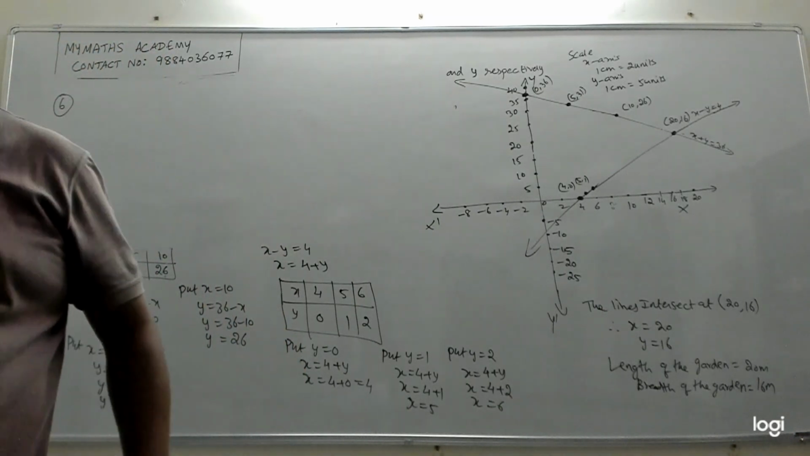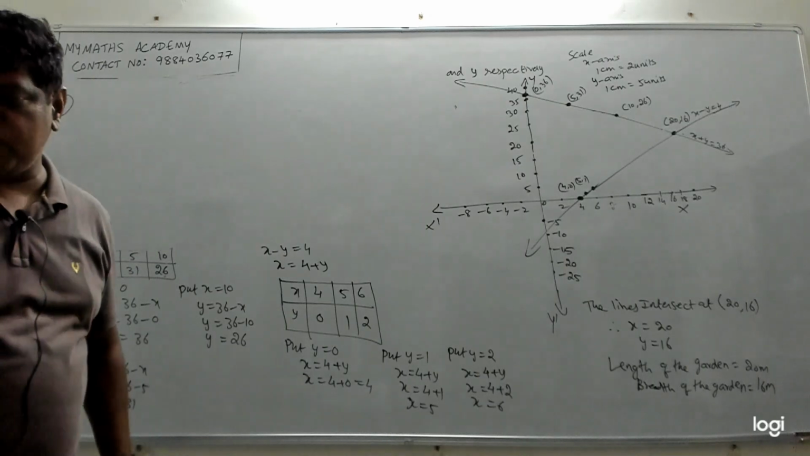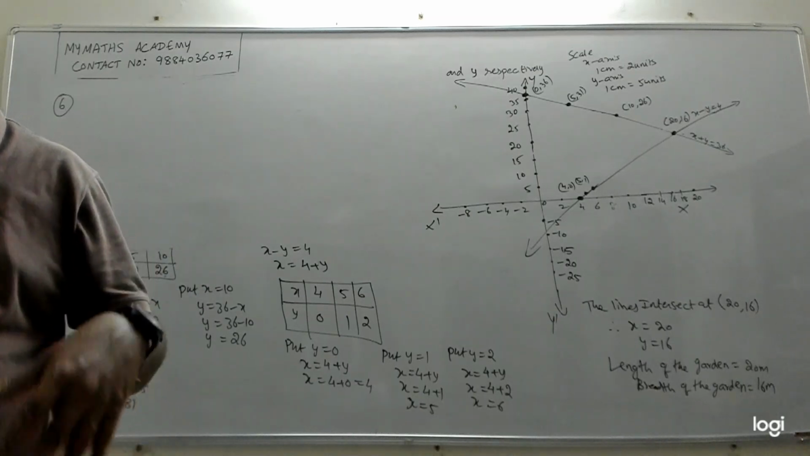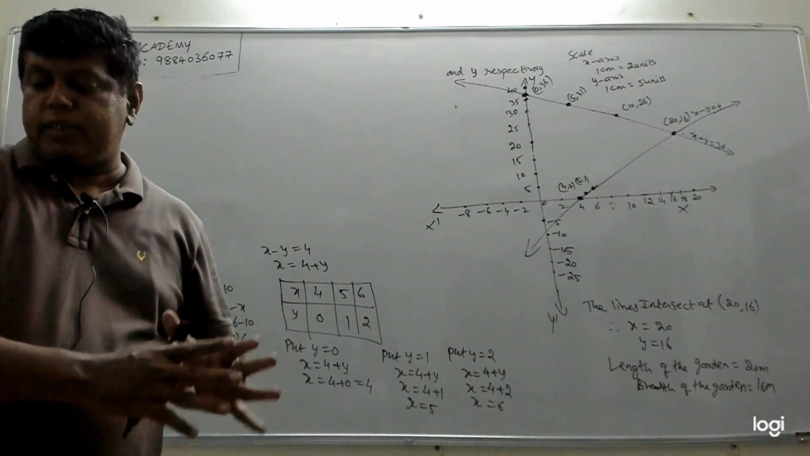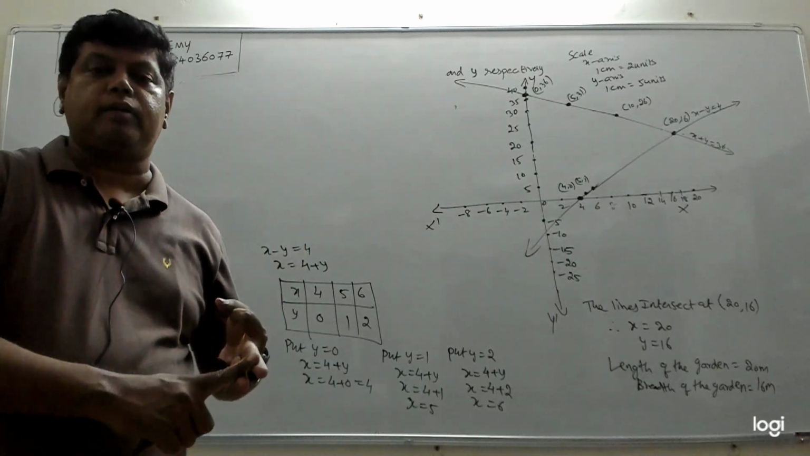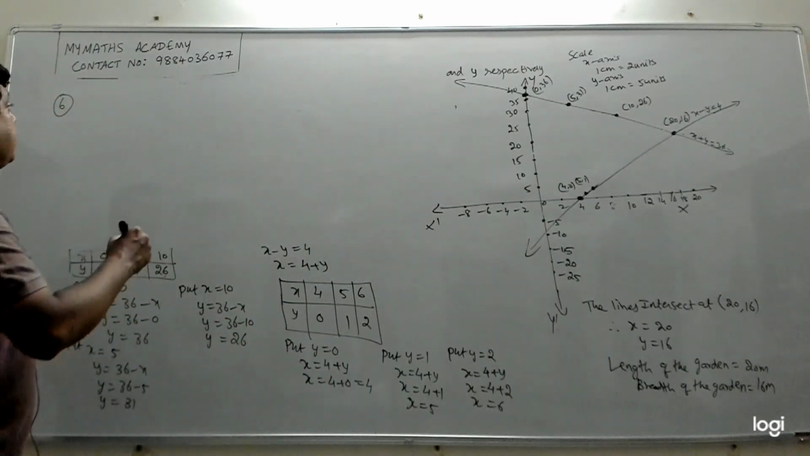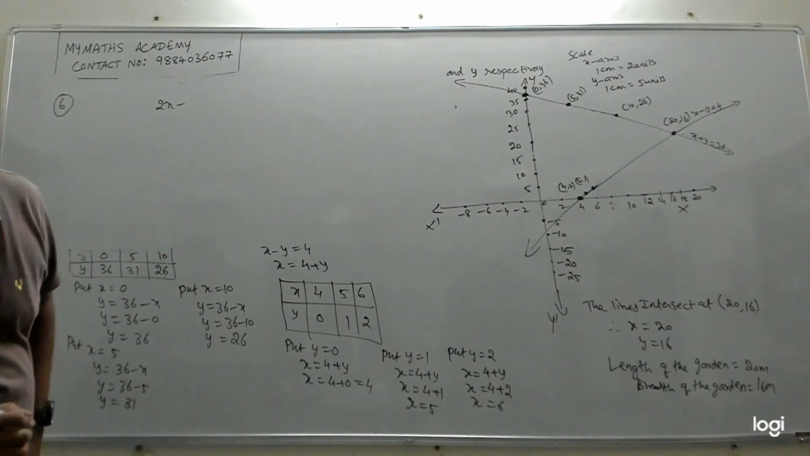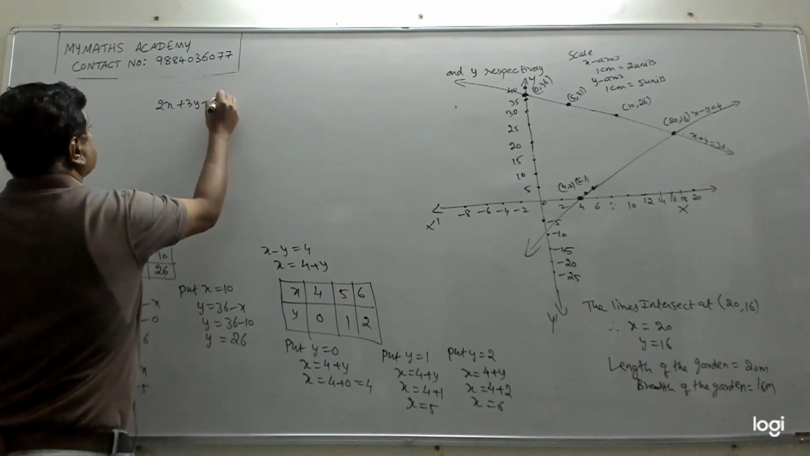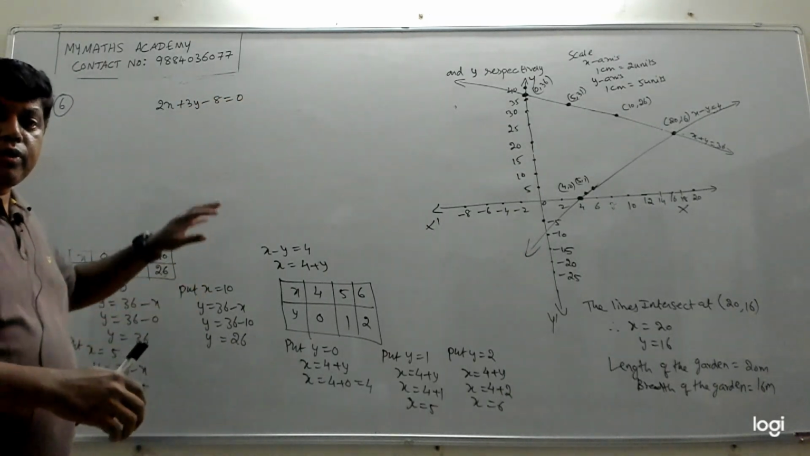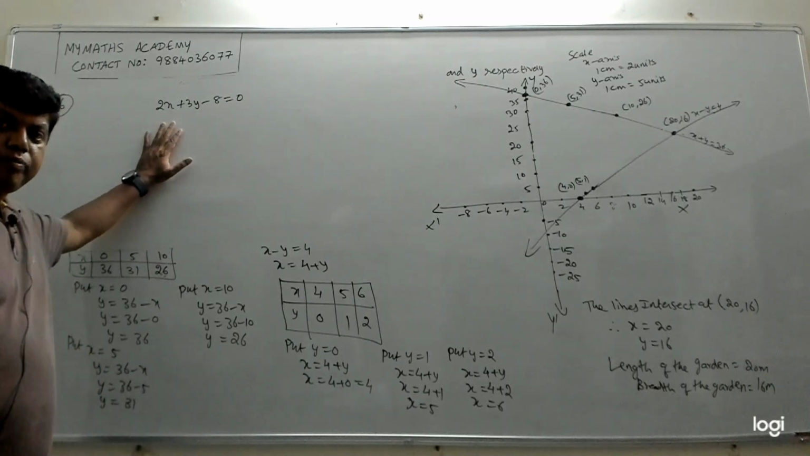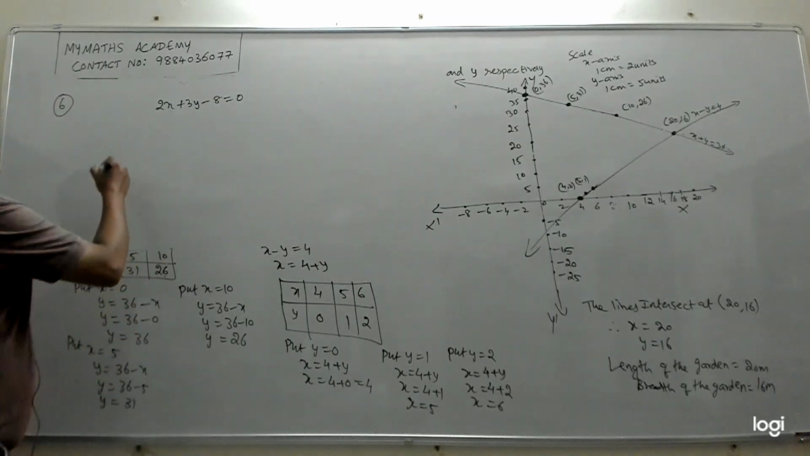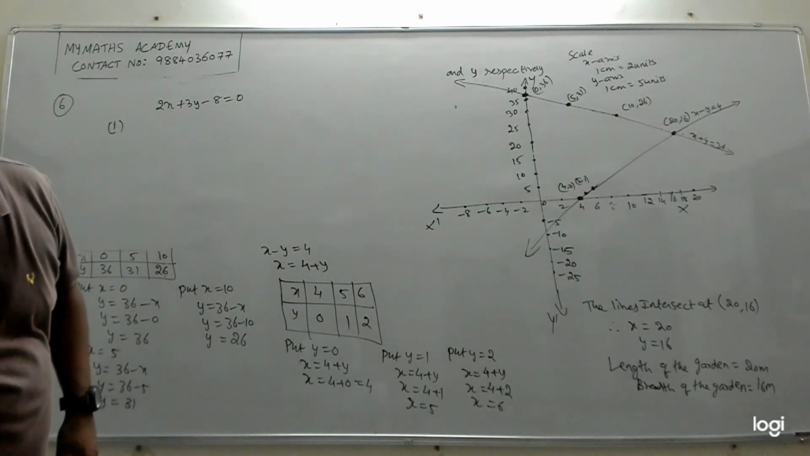What they have said is, given the linear equation 2x plus 3y minus 8 equal to 0, write another linear equation in two variables such that the geometrical representation of the pair so formed is intersecting lines, parallel lines, coincident lines. So they have given one linear equation in two variables, which is 2x plus 3y minus 8 equal to 0.